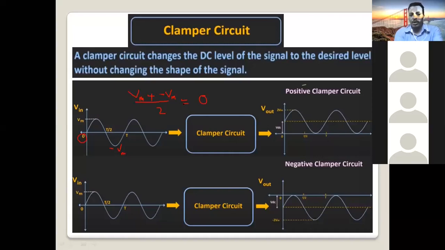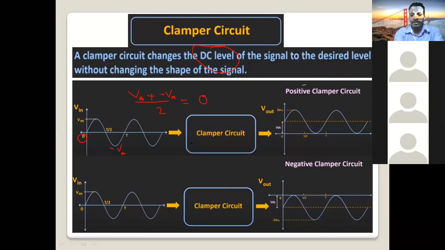So why do we need a clamper circuit? A clamper circuit changes the DC level of the signal to any desired value. You can increase or decrease the DC value. Originally the DC value is 0, which is the average value of this sinusoidal signal. Now when you apply this signal to a clamper circuit, this DC value or average value of the signal will be changed. So let's see this output signal.